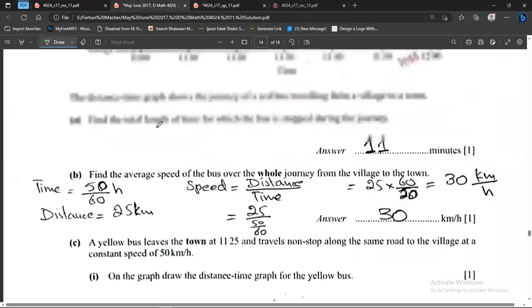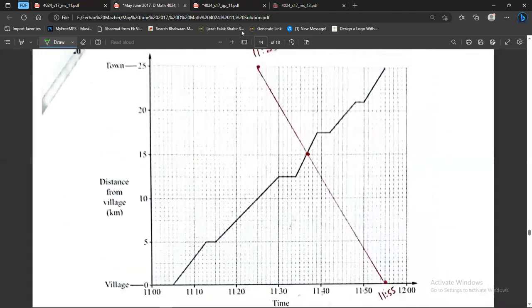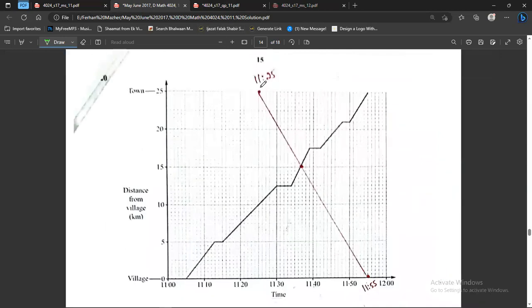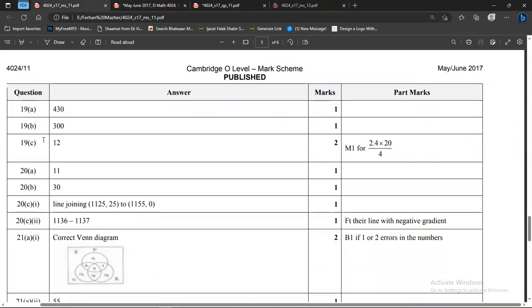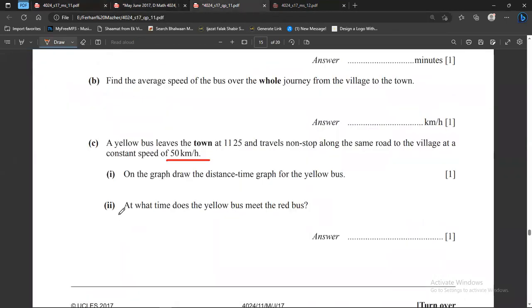Okay. So very simple. The yellow bus is at 11:25 in the town. Its speed is 50 kilometers per hour. So in 30 minutes, it will cover 25 kilometers. So at 11:55, it would have covered 25 kilometers because it came non-stop. So one dot will be here and one dot will be here. Just join them with a straight line. So this is how you will draw the graph of the yellow bus. Okay, then we have the second part of the C.